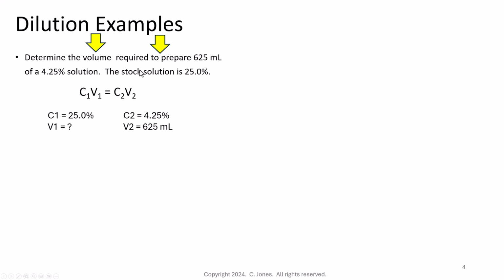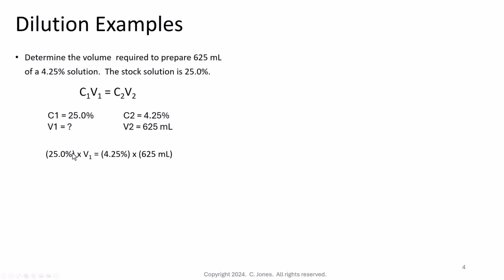And then we're left with 2 percentages as concentrations. One is 25%, and one is 4.25%. When we compare these two values, 25 obviously is a bigger number than 4.25. So 25% goes to C1 and 4.25 goes to C2. So now we just fill these numbers into the equation. It's 25% times V1, because that's what we're trying to figure out, is equal to 4.25% times 625 mils.